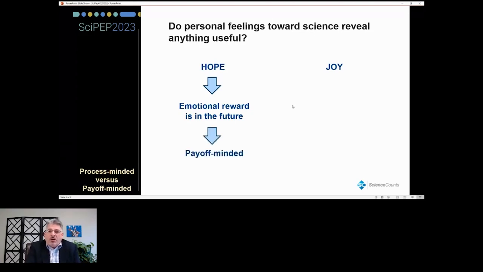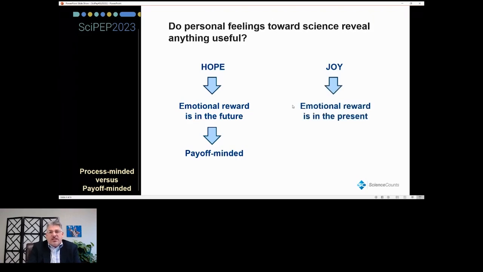Okay. And so we know in science, what that translates into is the fact that the science is a journey that's hopefully going to lead to an eventual payoff or a return. So the conjecture is the people who are hope-oriented are payoff-minded. They're looking at the eventual success.